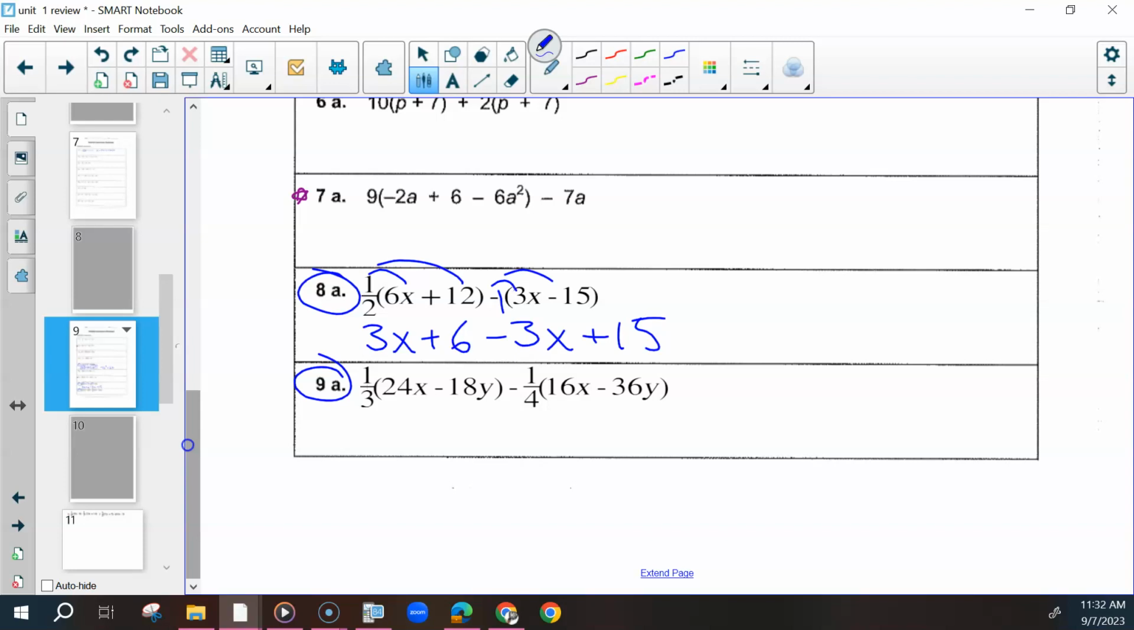Combine your like terms. So we would have 0x. We would not put 0x, we just would not put x's at all. They would just cancel. What would be left?